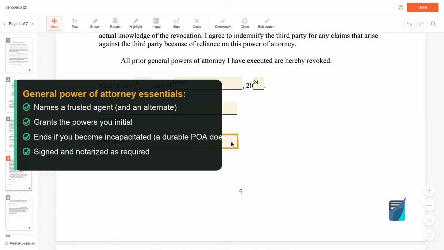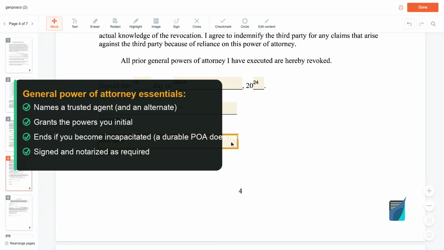First, the document must be signed by the principal. That's the person granting the authority. Now, if the principal cannot sign personally, another individual may sign the principal's name on the power of attorney, but only in the principal's conscious presence, and only when directed by the principal to do so.